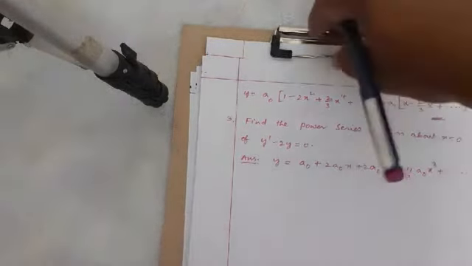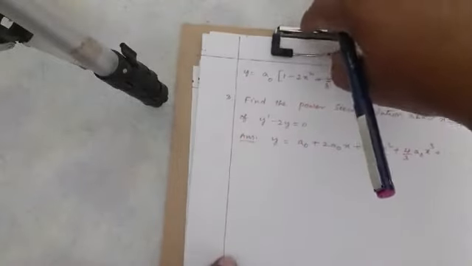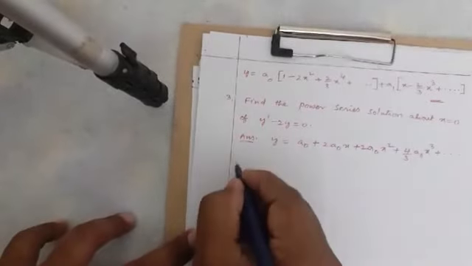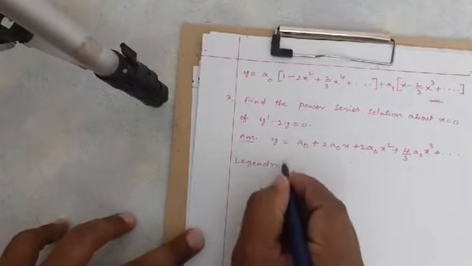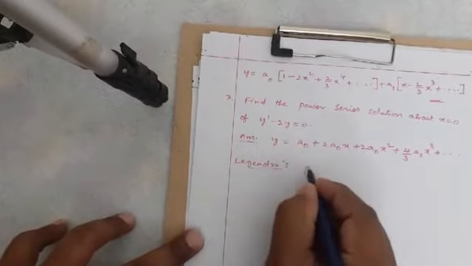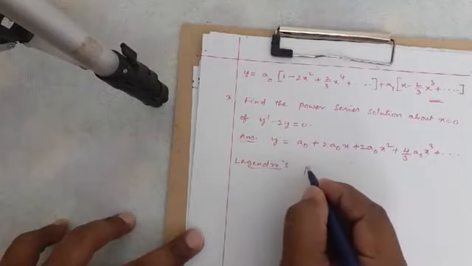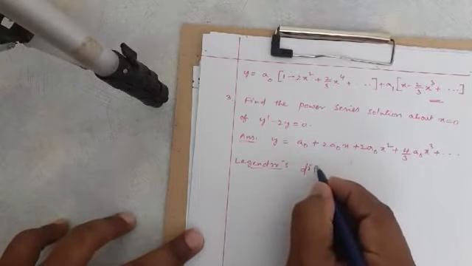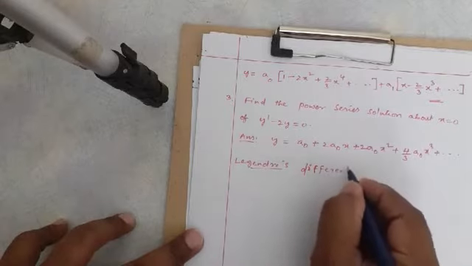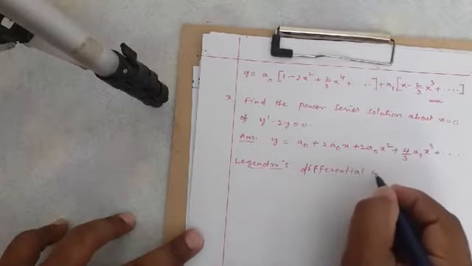Now let us go for the next topic, that is the last topic of this unit, that is nothing but Legendre's polynomial. First you write Legendre's differential equation, and then we will go for that.